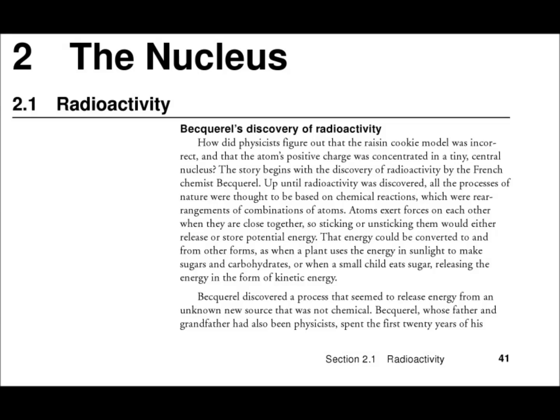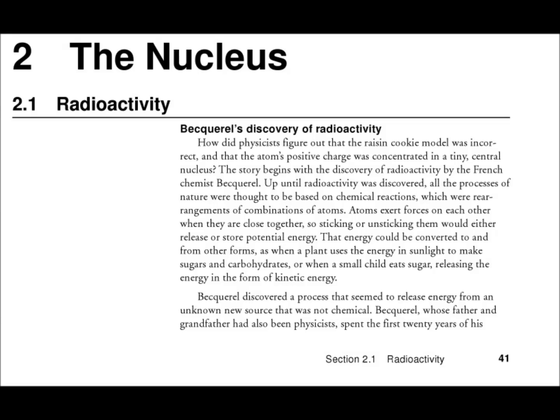Up until radioactivity was discovered, all the processes of nature were thought to be based on chemical reactions, which were rearrangements of combinations of atoms. Atoms exert forces on each other when they are close together, so sticking or unsticking them would either release or store potential energy. That energy could be converted to and from other forms, as when a plant uses the energy in sunlight to make sugars and carbohydrates, or when a small child eats sugar, releasing the energy in the form of kinetic energy.